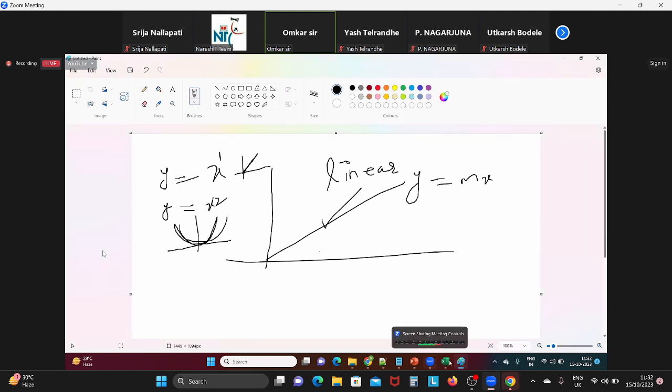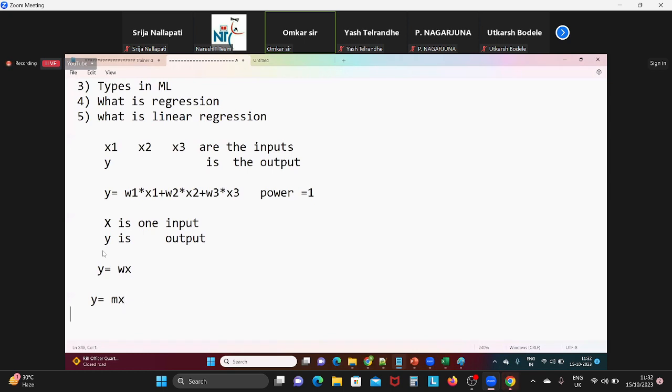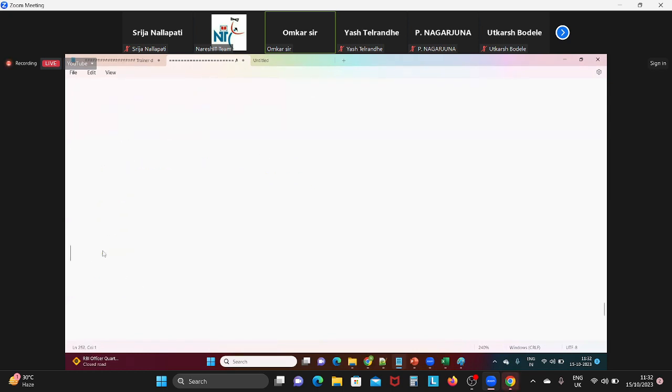Let's implement this linear regression on the wine quality data using Python code now. Let's implement linear regression using Python. On which data? Wine quality data.